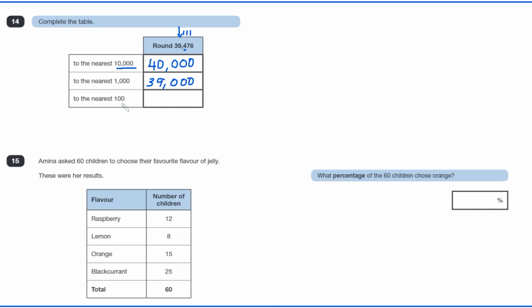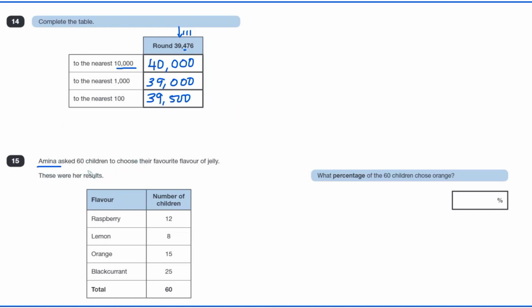To the nearest 100 is 2 zeros. 20 means second number is 7. 7 is more than 5. He will give 1 for the previous number. So 39,500. And that is the correct answer.